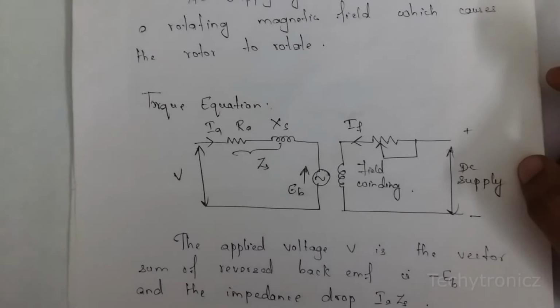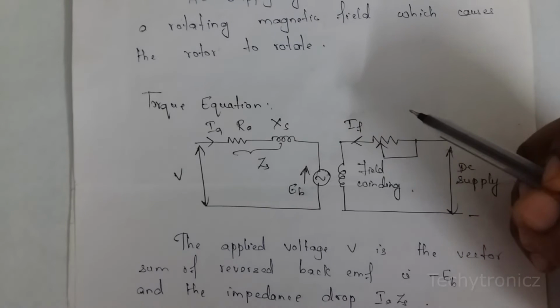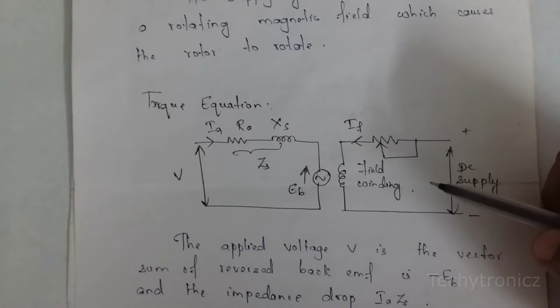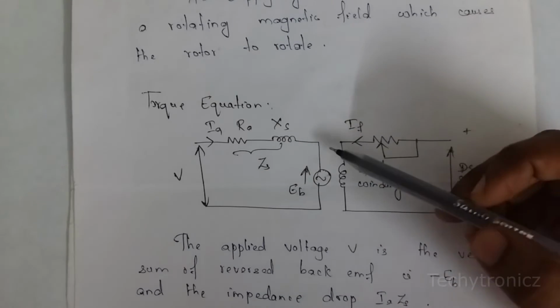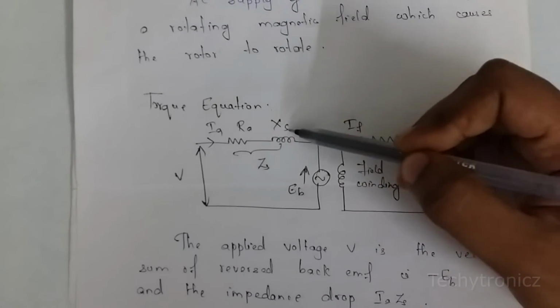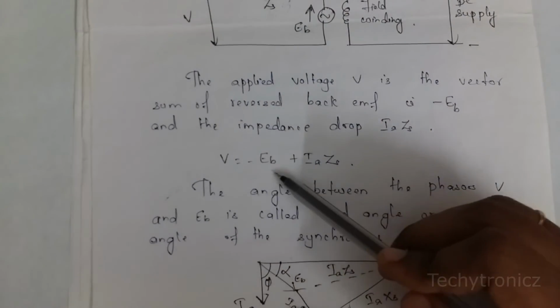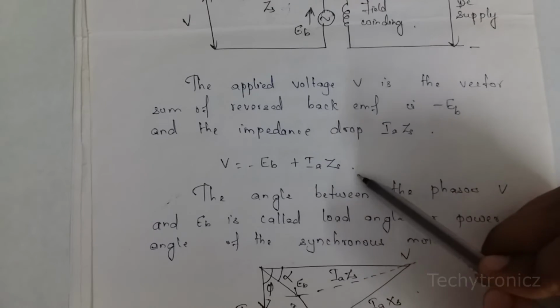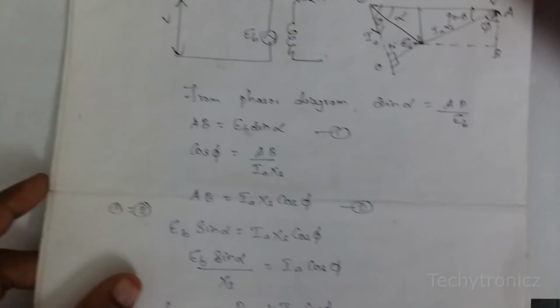Now we are going to see the torque equation of the synchronous motor. Here the applied voltage V is the vector sum of the reversed back EMF and the impedance drop, that is IA into ZS, where we combine RA and XS as ZS. Therefore V is equal to minus EB plus IA ZS. Now we will find the torque equation of the synchronous motor.